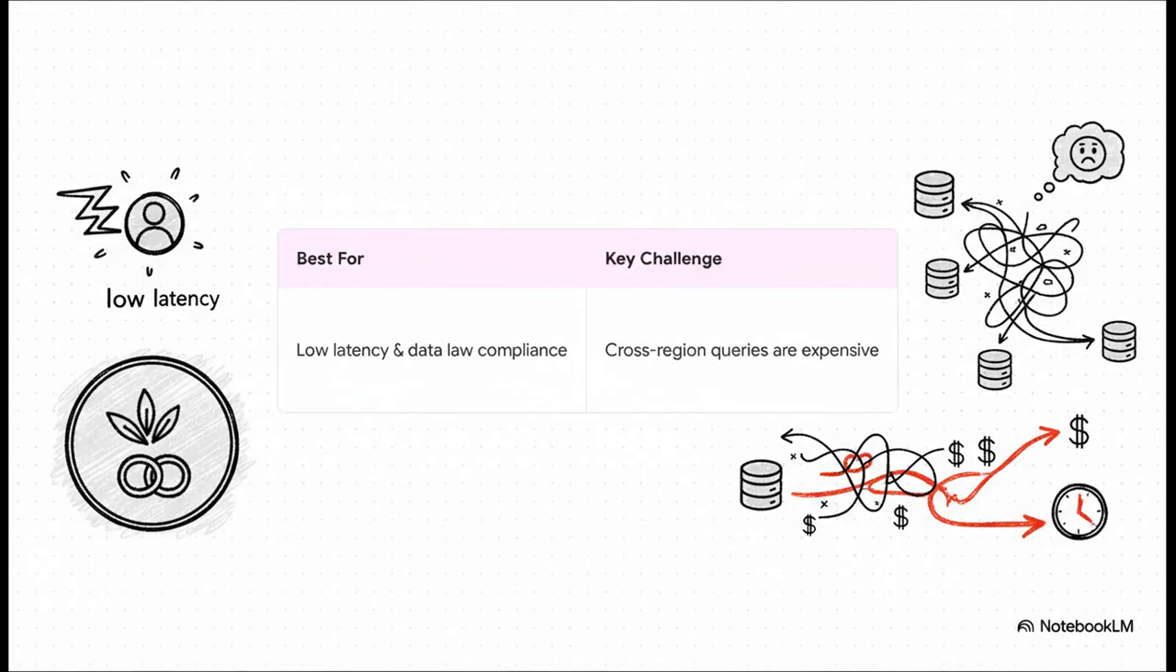For one, it gives users incredibly low latency because the data is physically close to them. It also makes it a whole lot easier to comply with regional data privacy laws like GDPR. The challenge? Well, any query that needs to span across multiple regions, like a global search for a username, suddenly becomes very slow and very, very expensive to run.